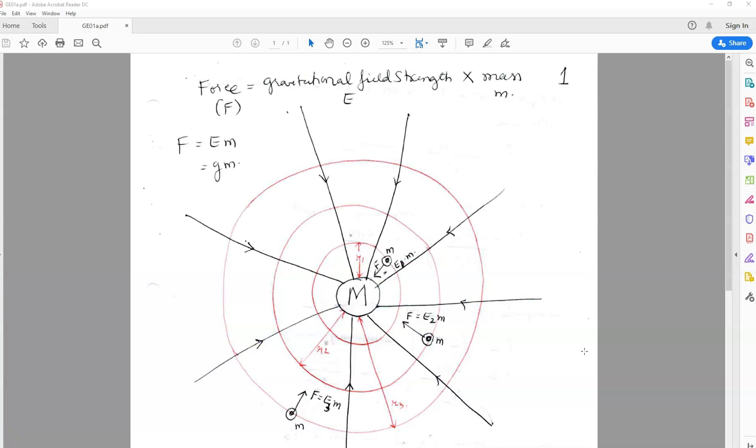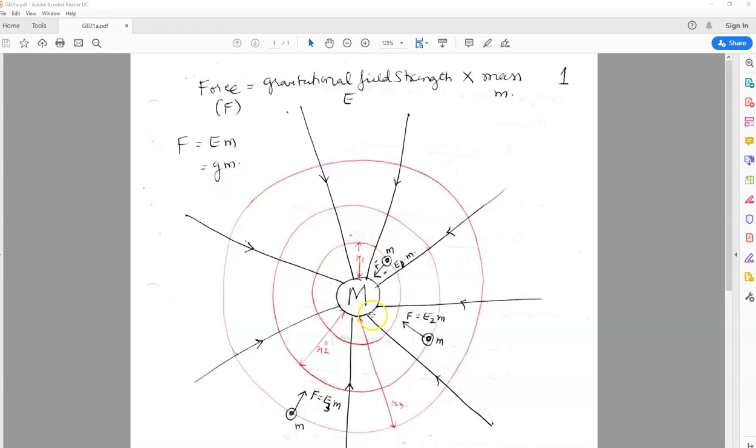So before I show you how to solve problems in the past paper, I would like to cover some of the basics, the fundamentals or the concept. The first thing is about a formula which you're already familiar with. The force equals the gravitational field times mass. F is equal to Em or F is equal to Gm.